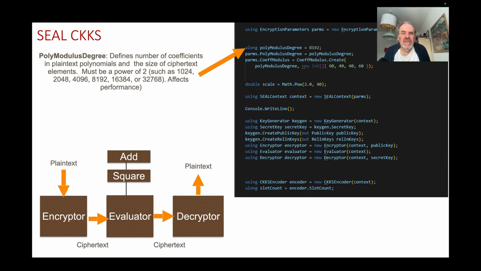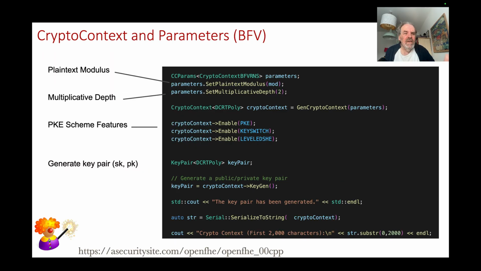Okay, and this is the CKKS example here, and we can see here is the polynomial modulus degree. Okay, so this shows a basic example here. There's the plaintext modulus value that we're setting here. We also define what's called the multiplicative depth. That's the number of multiplication operations that we're going to have. In this case, we're creating our key pair here. And with this we'll create our public key and our private key.